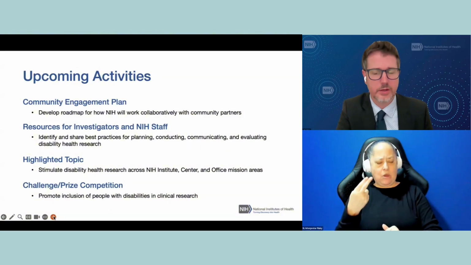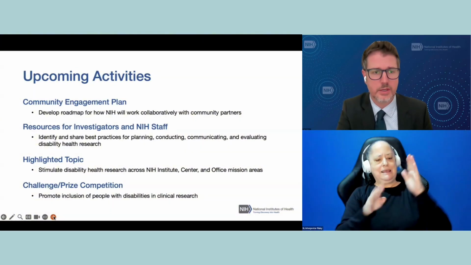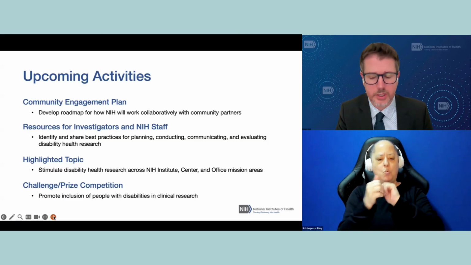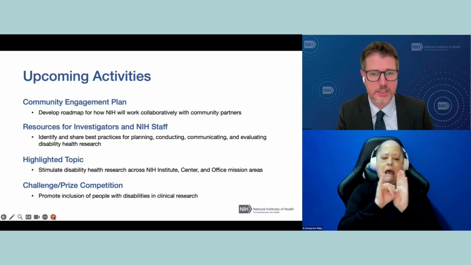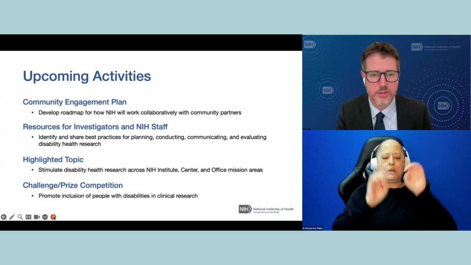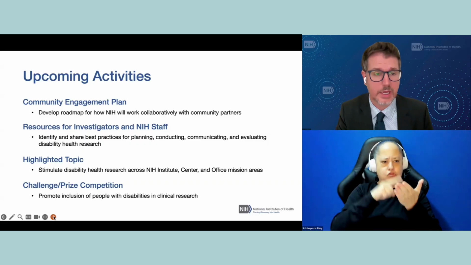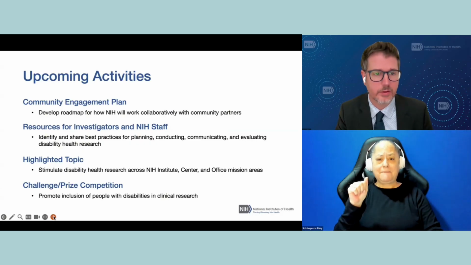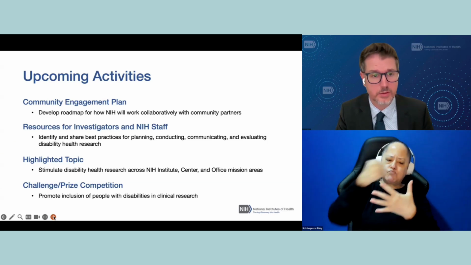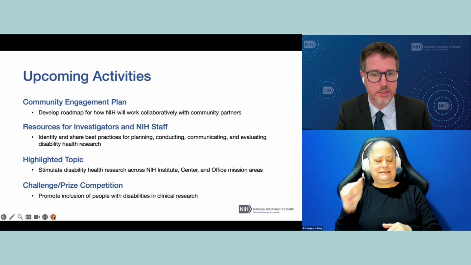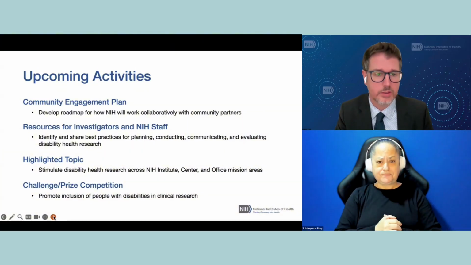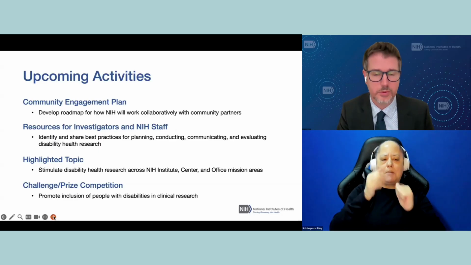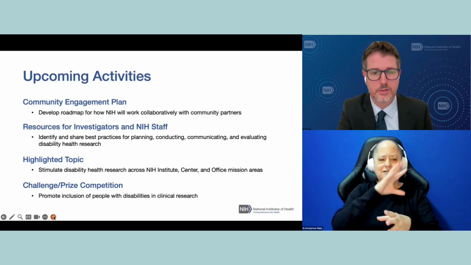So you can see on the slide, we're developing a community engagement plan that will discuss how we'll collaborate with community partners, and that will be posted publicly. We're looking at identifying best practices for planning, conducting, communicating, and evaluating disability health research. We'll be creating a highlighted topic, which I can discuss more during the Q&A, that will identify areas of priority for NIH in terms of disability health research and help stimulate research across NIH's institutes, centers, and offices. And then we'll also be launching a challenge, or a prize competition, as it's known, that will focus on promoting inclusion of people with disabilities in clinical research. Next slide, please.